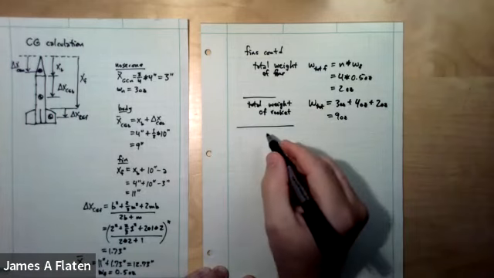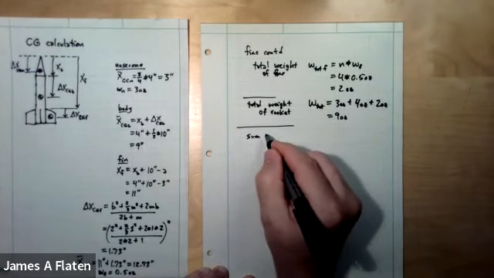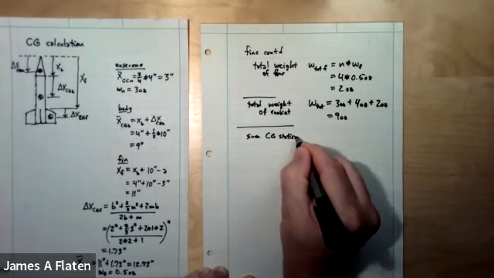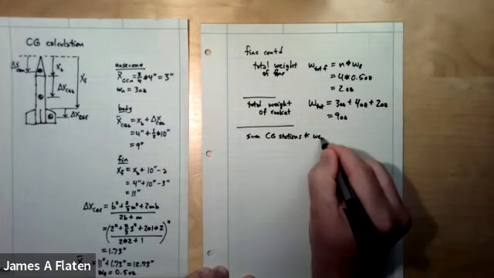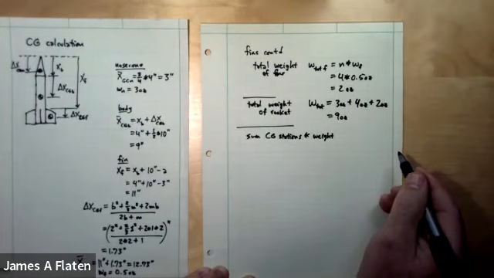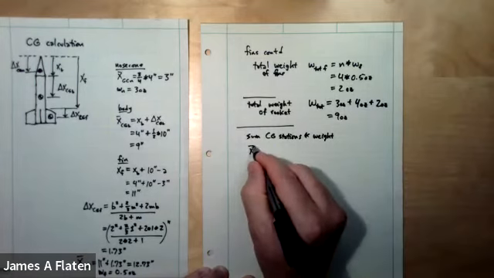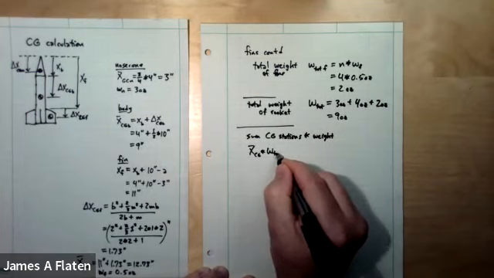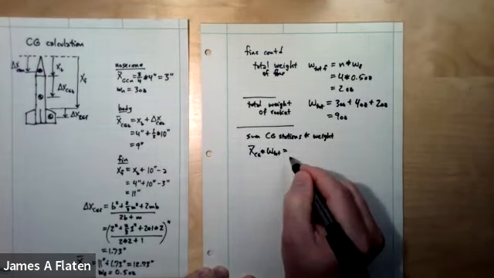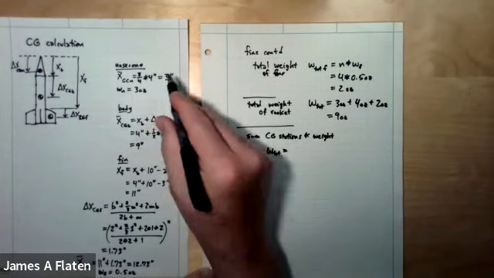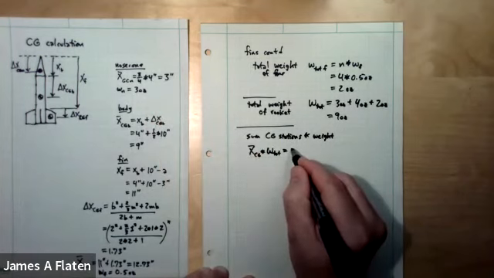Now I need to sum the CG station times the weight for each part. Okay, and that's going to equal the final overall CG times the overall weight. So for the nose cone, the station was 3 inches right there. I'm sorry, yes, the station was 3 inches.